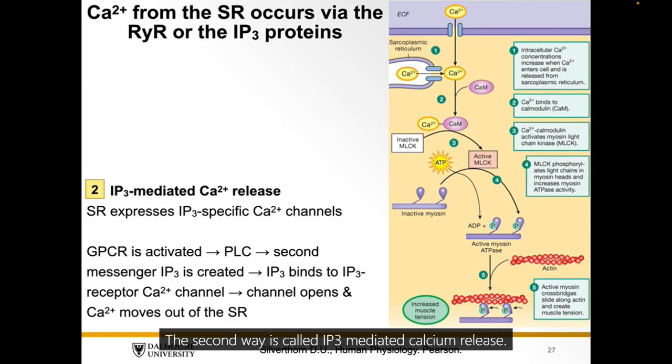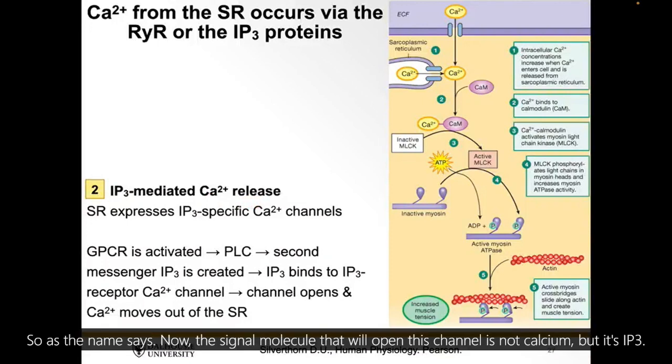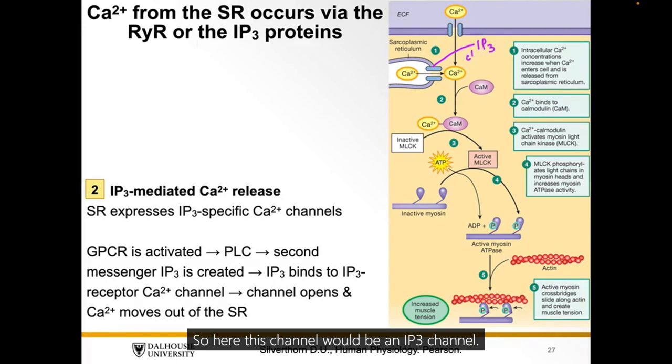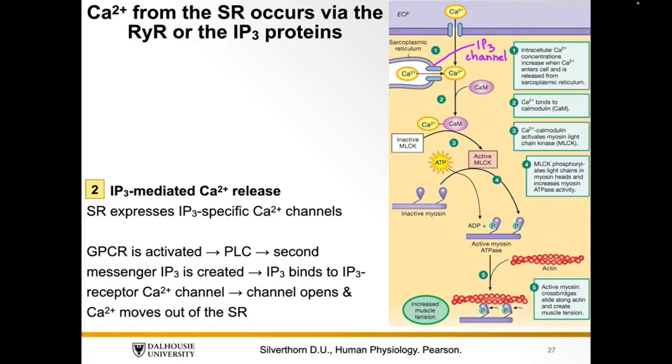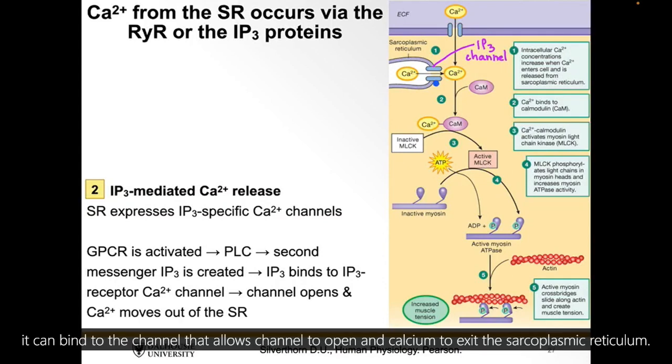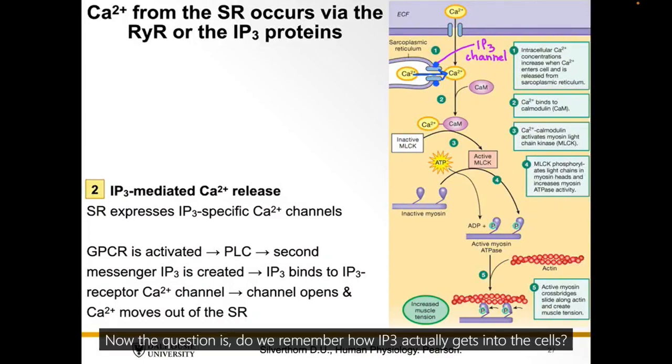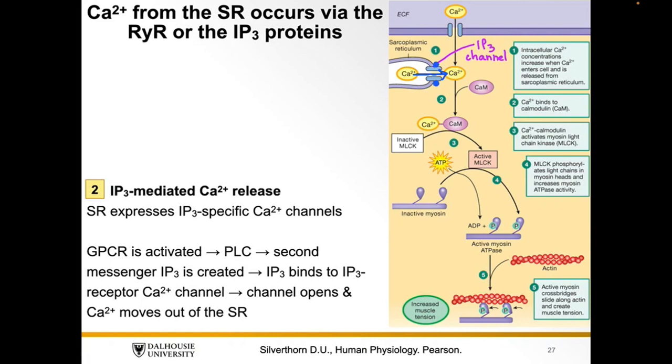The second way is called IP3-mediated calcium release. As the name says, now the signal molecule that will open this channel is not calcium, but IP3. So here, this channel would be an IP3 channel, and it would work relatively similarly: when IP3 is present in the cell, it can bind to the channel, which allows the channel to open and calcium to exit the sarcoplasmic reticulum. Now the question is, do we remember how IP3 actually gets into the cell?